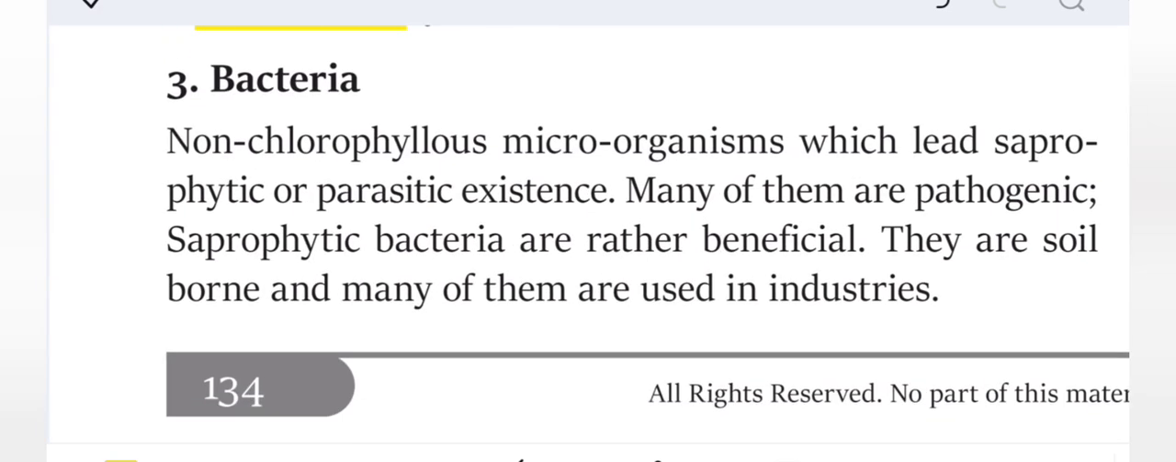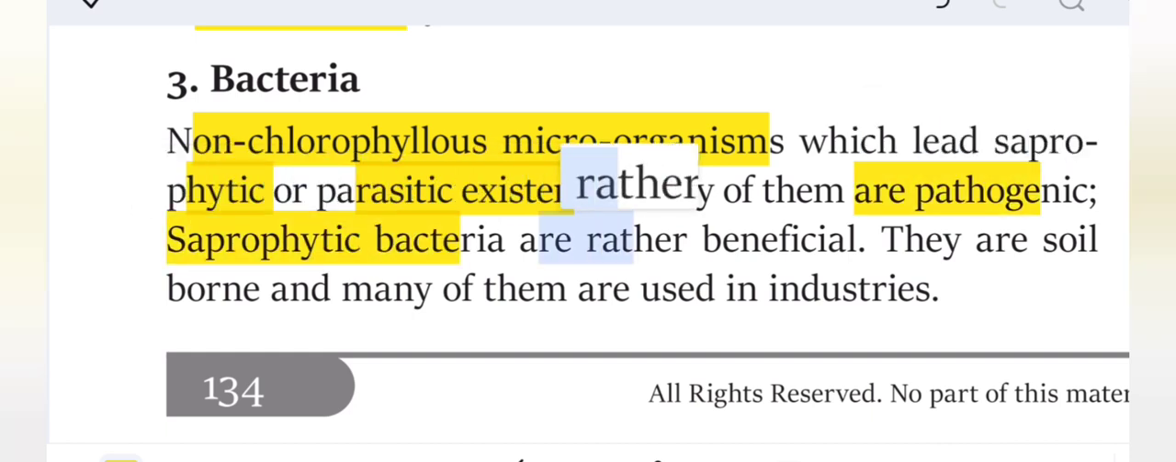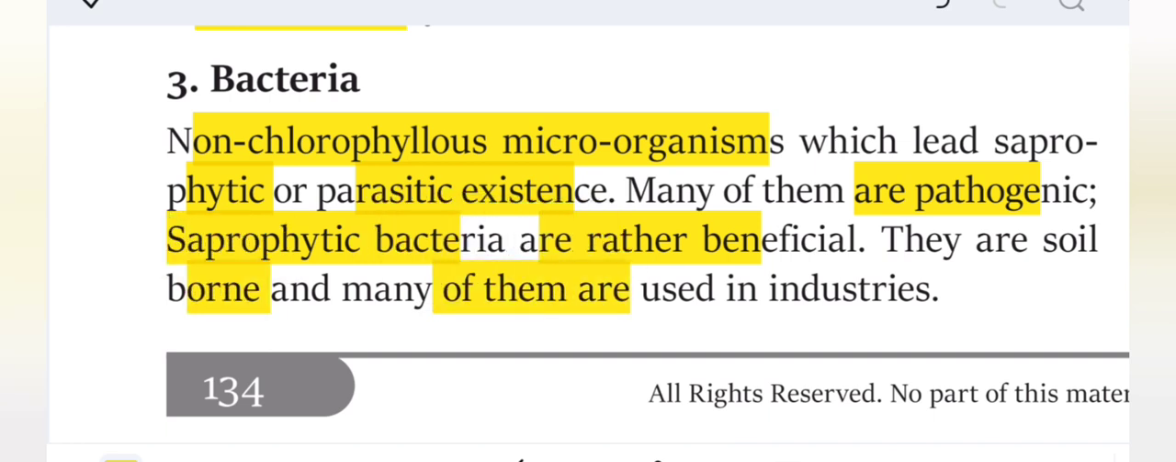Now is bacteria. So non-chlorophyllous microorganisms which lead saprophytic or parasitic existence, many of them are pathogenic. Saprophytic bacteria are rather beneficial. They are soil borne. Many of them are used in industries. Okay, so bacteria are non-chlorophyllous microorganisms. Okay, chlorophyll नहीं रहता है bacteria में.